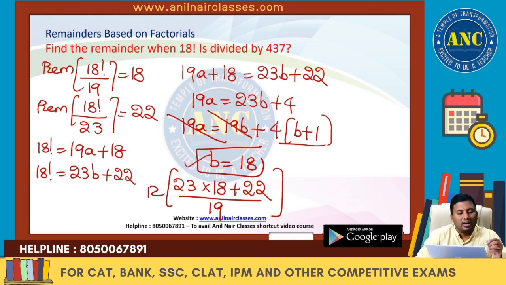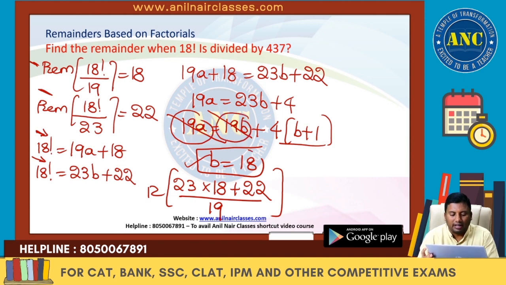Is it clear, right? 18 factorial by 19 is 18. 18 factorial by 23 is 22. Both will represent the same number. 19a plus 18, 23b plus 22, 23b plus 4. 19a is 19b plus 4 into b plus 1. Divisible by 19, divisible by 19. B is 18. If b is 18, 23 into 18 plus 22 divided by, not 19, divided by 437. Whatever the value that you get, that itself is the answer.